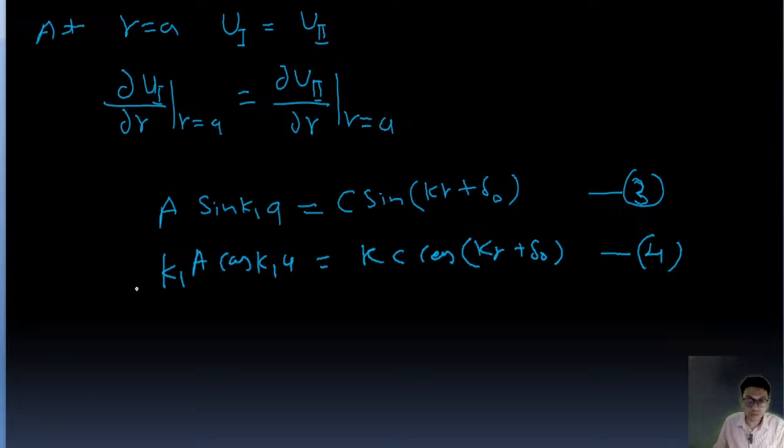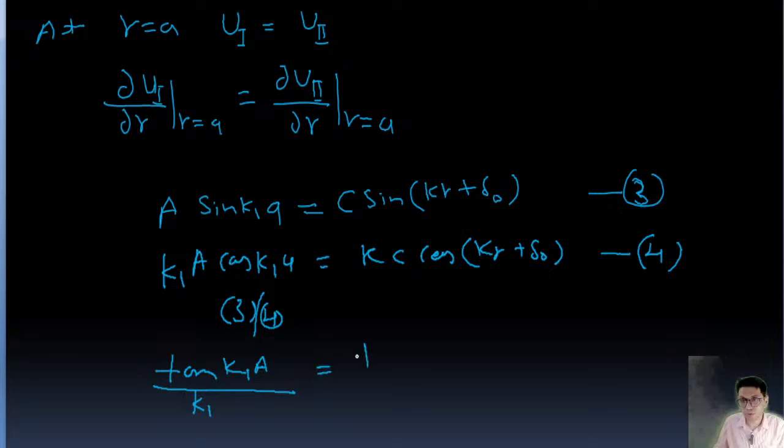Now we'll do equation number 3 by 4. So this is going to be tan k1a upon k1 is equal to tan(kr + delta naught) upon k, because sine upon cos is equal to tan, right? So this is the one. Now we can further solve it.